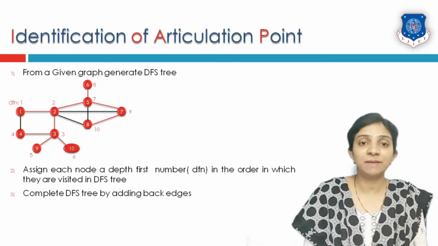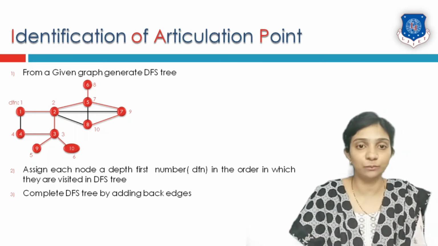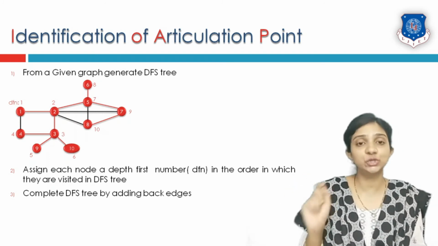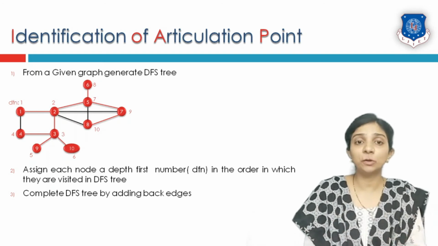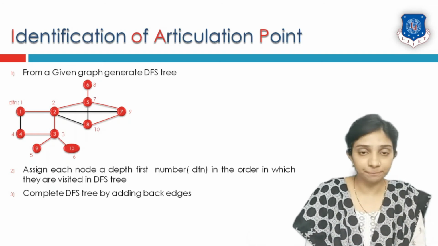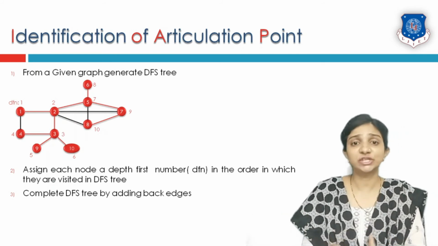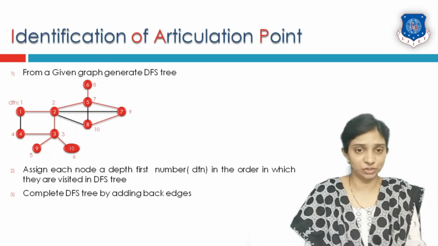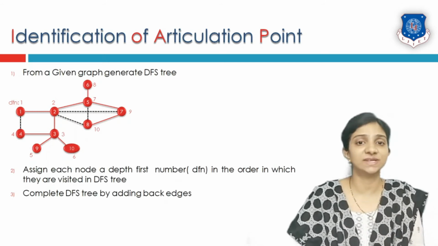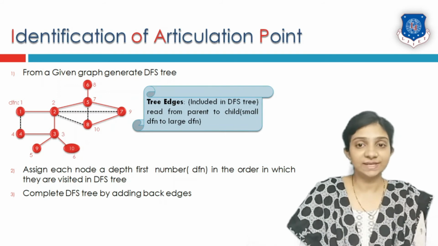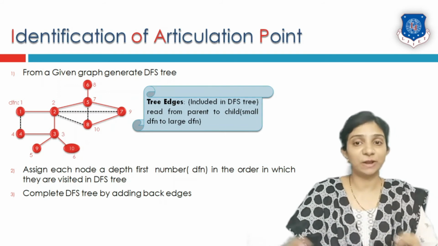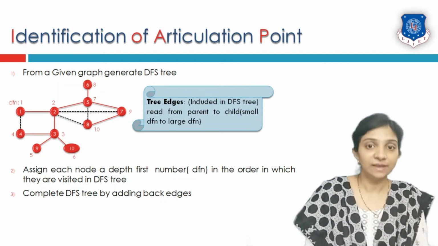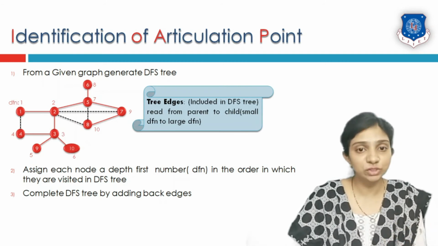Now what do we mean by back edges and how are we going to convert them? The edges that are drawn in red are actually tree edges. That means we have followed those edges to generate a tree. But the remaining edges which are still left black are those edges which are not included in the tree. So they will become my back edges. Now here tree edges are those edges which were present in the original graph as well as included inside the DFS tree. They are read from parent to child vertex.